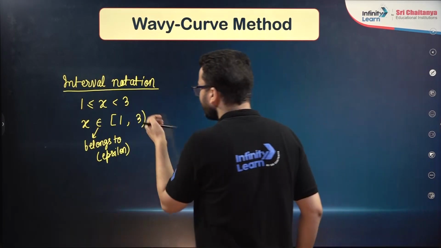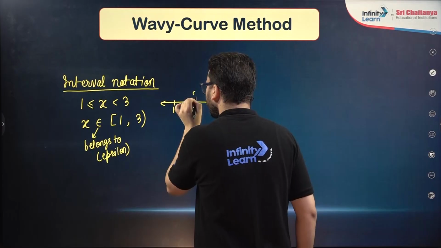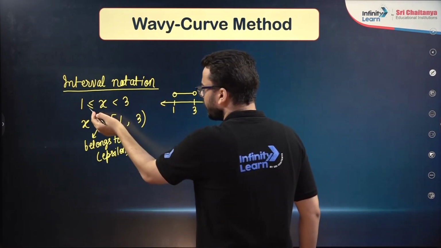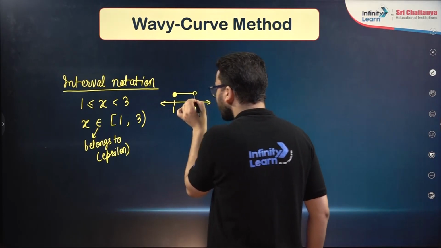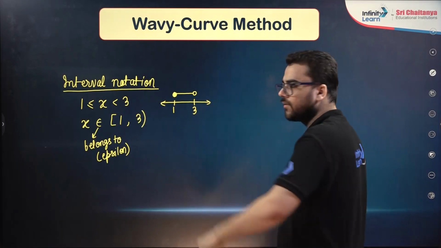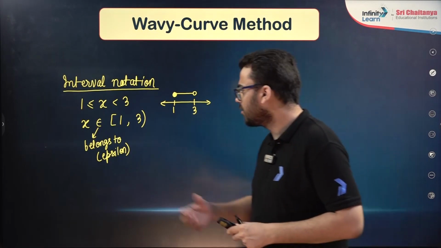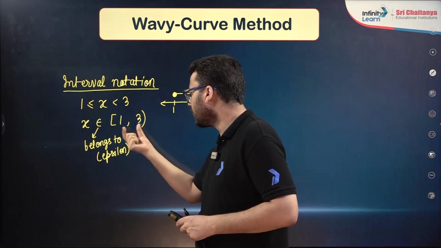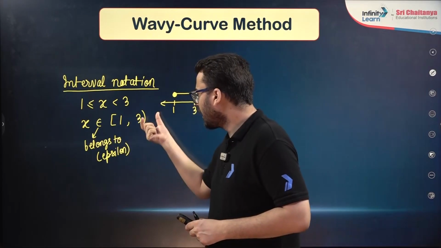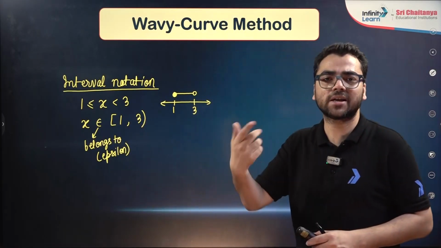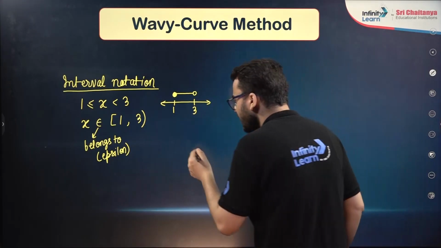And if you want to show the same thing on the number line, it can be done like this. You take all the values from 1 to 3. Now 1 is to be included, so we will fill this hole. But this cannot be filled because 3 is excluded over here. I hope you understand the meaning of closed interval and open interval. When the boundary value is to be included, you use a square bracket, and when the boundary value is to be excluded, you use a round bracket. But sometimes you can get a situation like this.